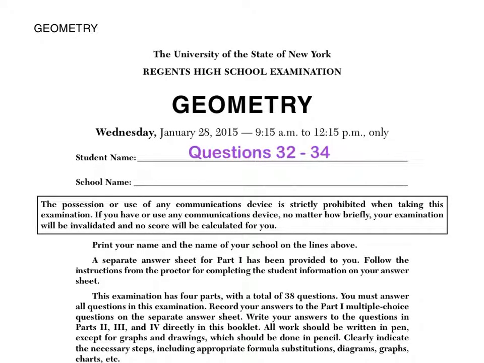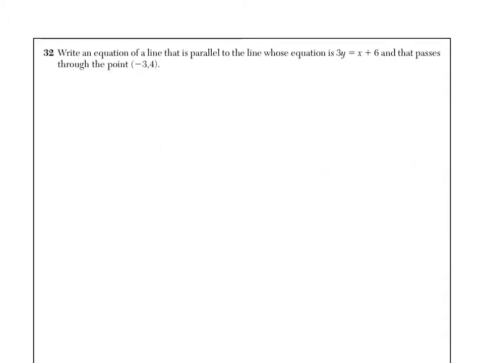This video will cover the Geometry Regents exam from January 2015, questions 32 through 34. Number 32 says, write an equation of a line that is parallel to the line whose equation is 3y equals x plus 6 and that passes through the point negative 3, 4. So what you first need to understand is that parallel means same slope.